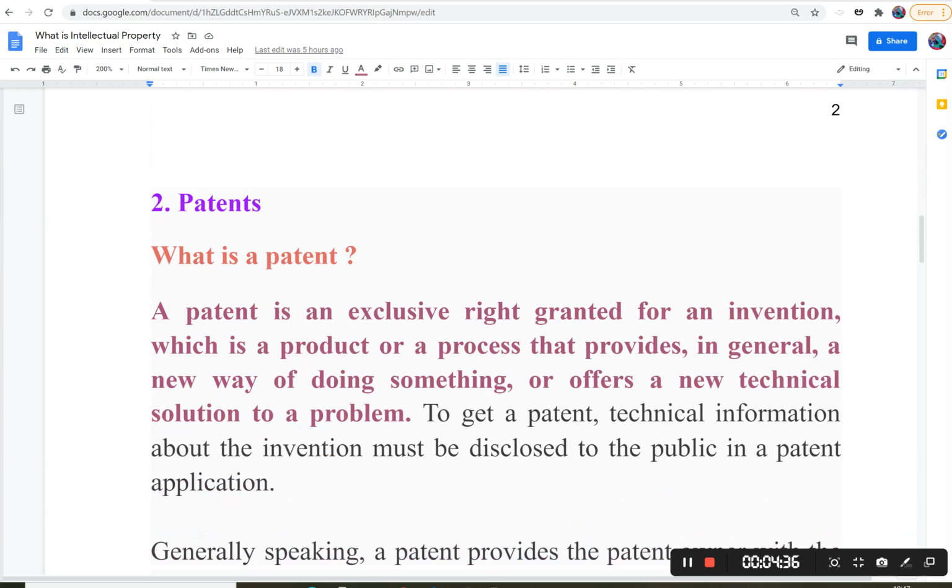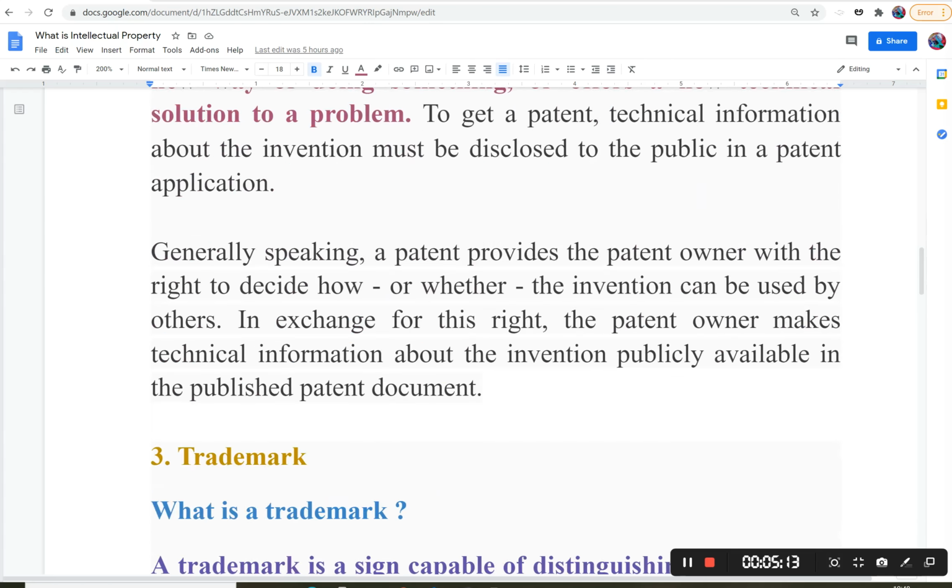And then what is a patent? A patent is another kind of intellectual property. A patent is an exclusive right granted for an invention which is a product or a process, in general, a new way of doing something. So if a person creates or invents a product or a process which is a new way of doing something, it is called a patent.